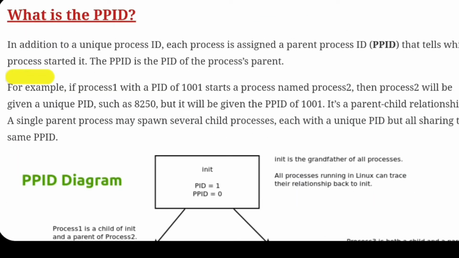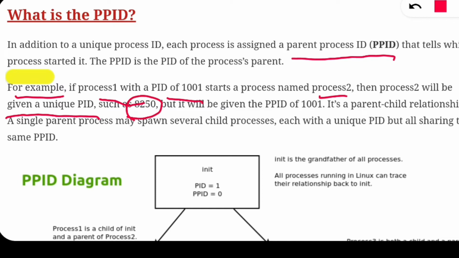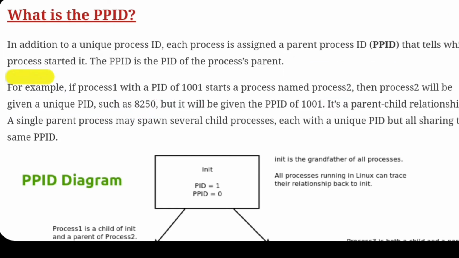Now let's discuss PPID. What is PPID? PPID means parent process ID. For example, if a process with PID 1001 starts a process named process2, then process2 will be given a unique PID such as 8250, but it will be given the PPID of 1001.